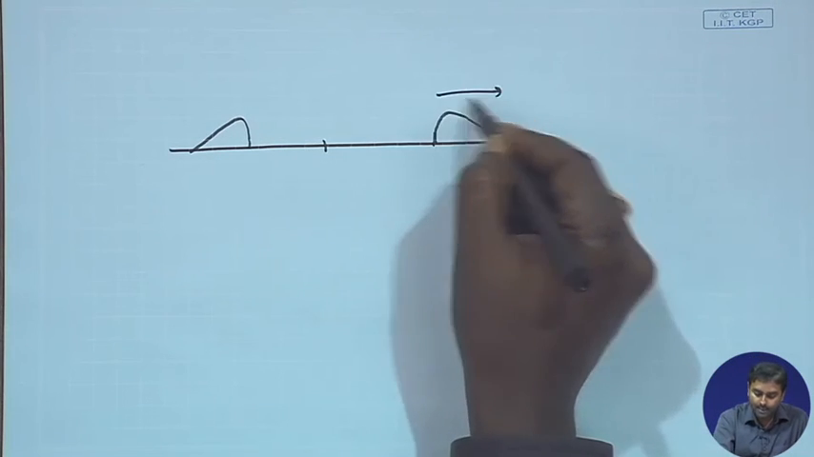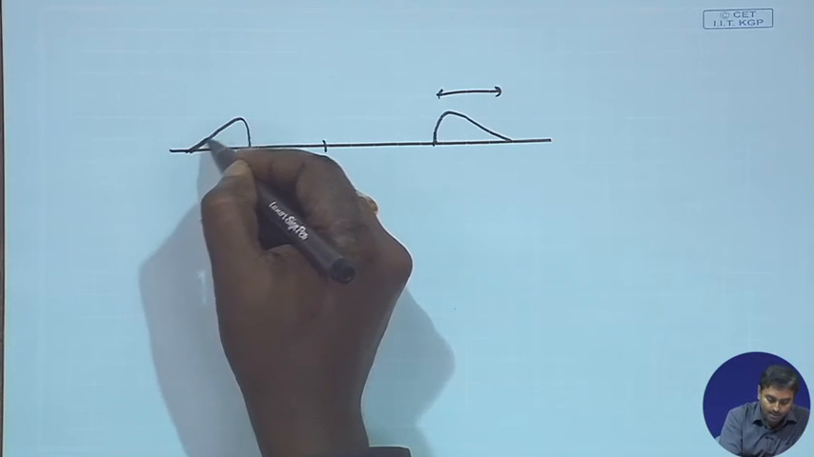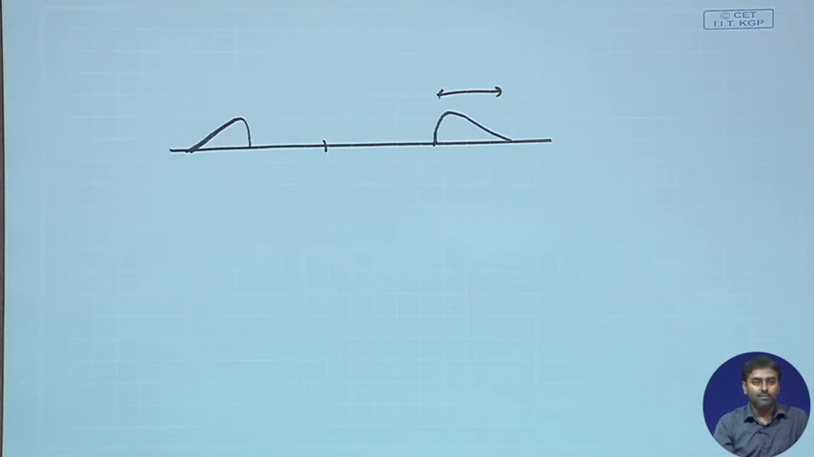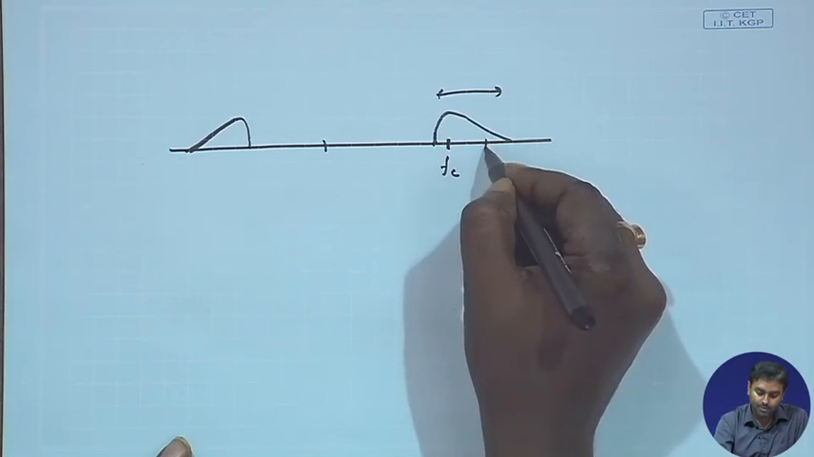And this is the band where it is defined. Now, I want to have a quadrature and in-phase representation. What will I do first? I will choose an FC. Now, carefully check, I can choose the FC over here, I can choose the FC over here.